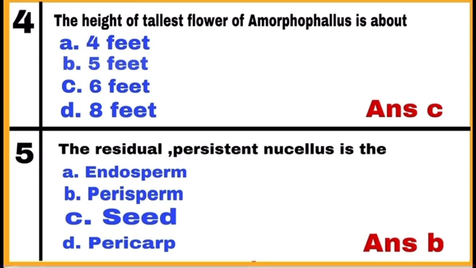Question 4. The height of the tallest flower of Amorphophallus is about 6 feet. So here mark C as the correct answer. Question 5. The residual persistent nucellus is the option B. It is perisperm. It is the residual persistent nucellus found in the seeds of black pepper and beet.